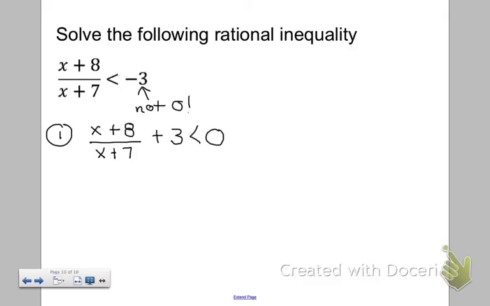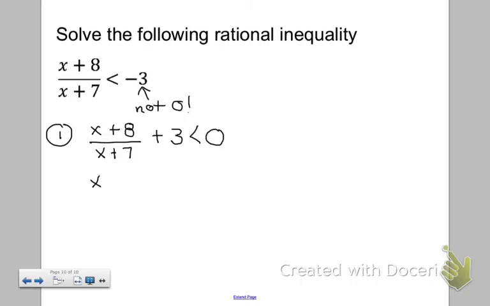Okay, so at least it's now got a 0 on the right hand side, but we actually need to go a little bit further, knowing that on the next step we need to set the numerator equal to 0 and the denominator equal to 0. We need to have just one numerator and just one denominator. So what we need to do is turn this 3 into a fraction. I would like that fraction to have a common denominator with the fraction I already have. So I want that denominator to also be x plus 7.